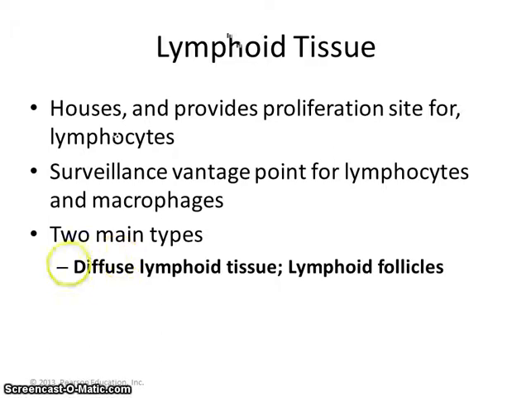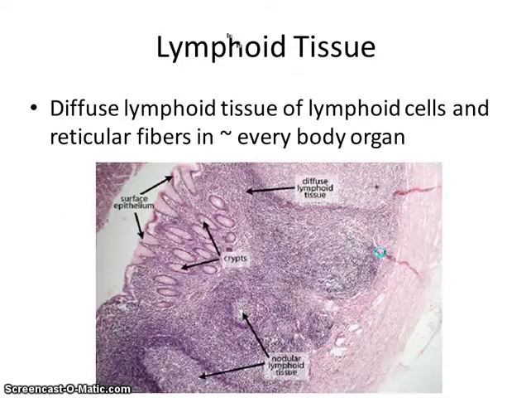There's two types of tissue, diffuse lymphoid tissue, just spread out, and then lymphatic follicles. We'll look at those. Okay. So you've got diffuse lymphoid tissue in pretty much all of your organs. You've got spaces where you've got lymphocytes, macrophages.